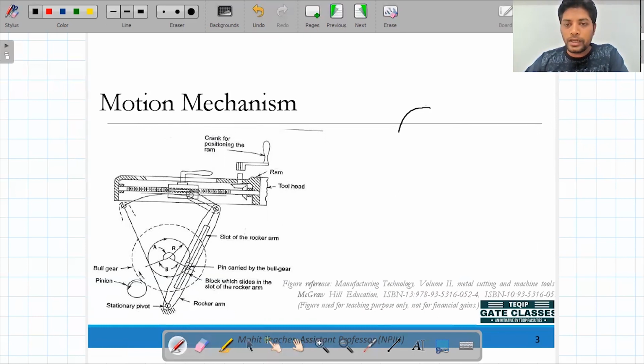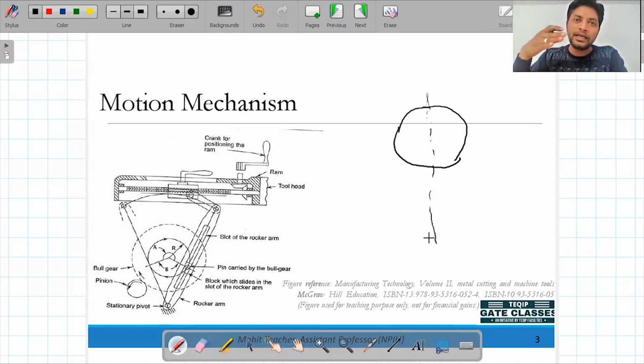If this is cylindrical, this is a disc basically. Now in this mechanism, at the inlet there is a rotary motion, and at the exit there is a reciprocating motion. So we are converting this rotary motion to reciprocating motion. Fine. Now just assume that this is a disc, a circular disc.